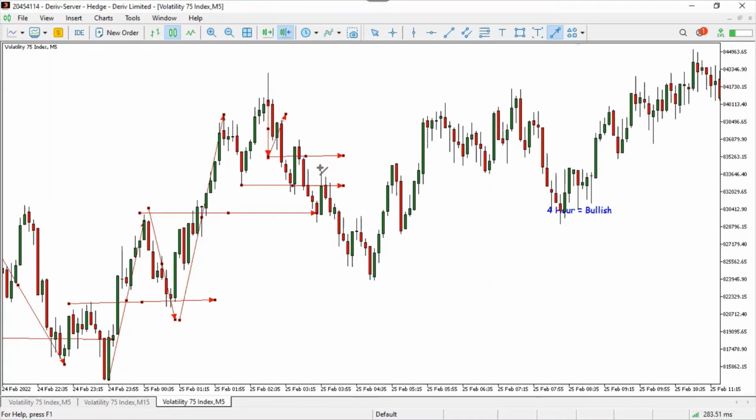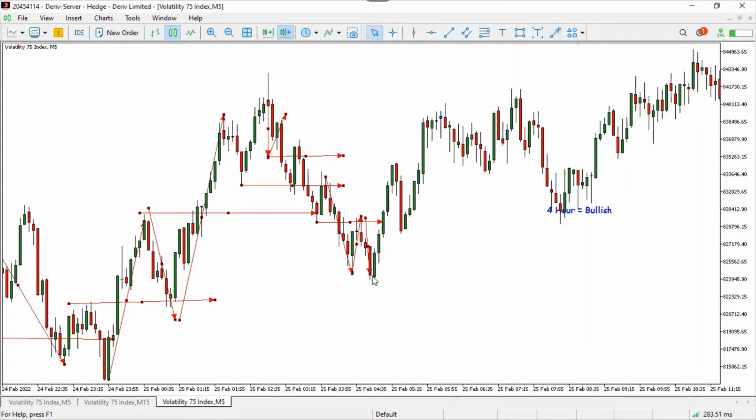Around here, we reverse. We broke this level here. Can you see what price did? Price returned to it. So we broke this level here, then price returned to it. Can you see that? And you can take a quick scalp, just like 2 candles, 3 candles.